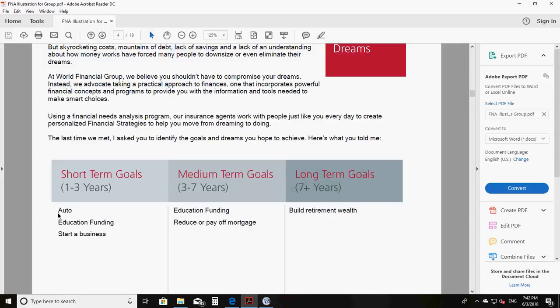So in this particular report, we were looking at getting a new automobile, a short-term goal, education funding, and starting a business. I believe they were starting a consulting business. Mid-term, education funding bled over into the mid-term just because of the difference in ages between the 2 children. Reduce or pay off the mortgage, and finally, longer term, build retirement wealth. So typical goals that come up time and time again. Really, 5 to 7 is the sweet spot for the goals, mixed up according to what they want and how much time needs to be devoted to get there.